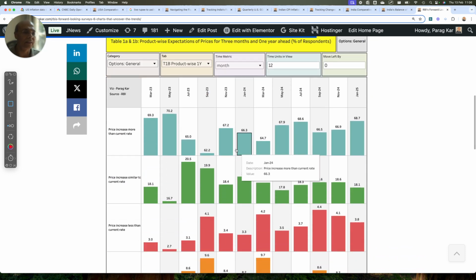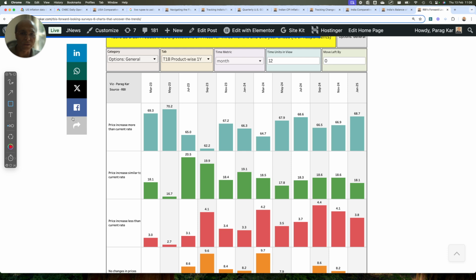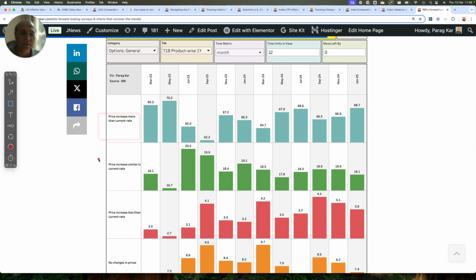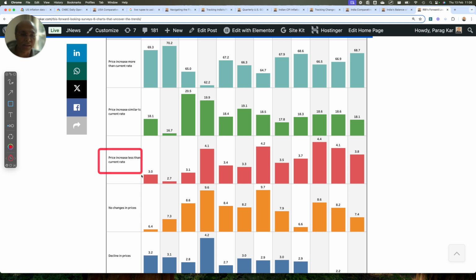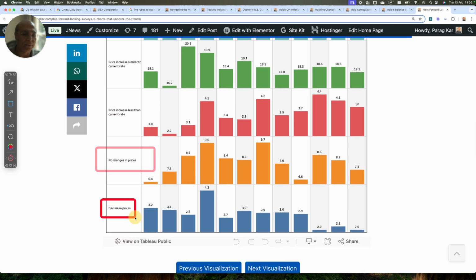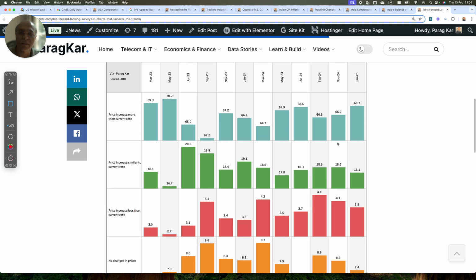Yeah, this is the visualization. Now, if you see here, there are different rows. One is price increase more than the current rate. Then price increase similar to current rate, price increase less than current rate, no change in pricing, and declining pricing. And these columns are all going to add up to 100, right?